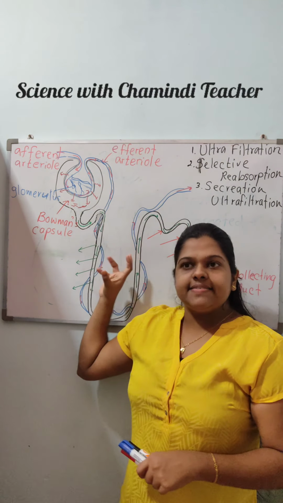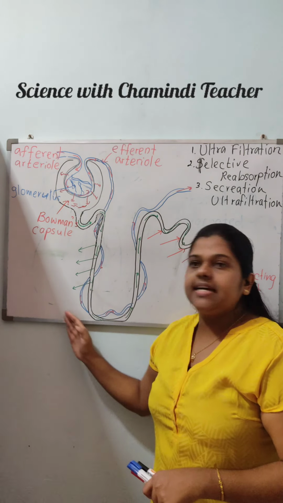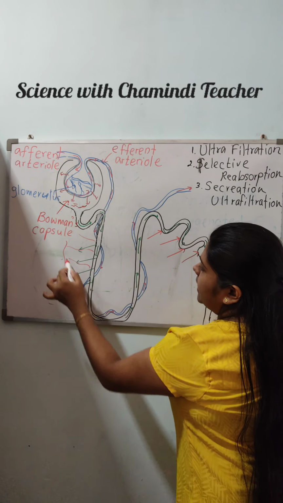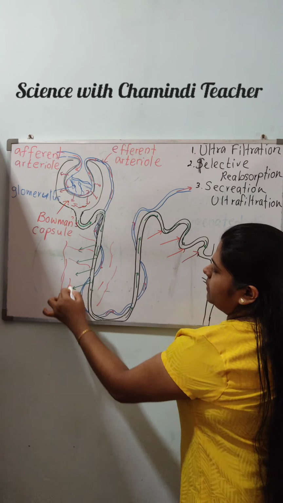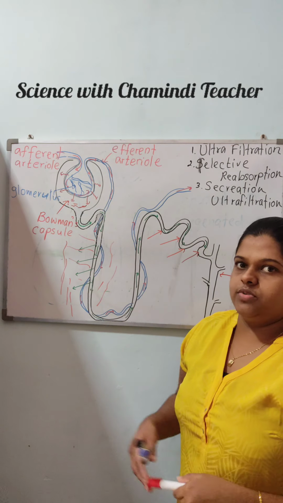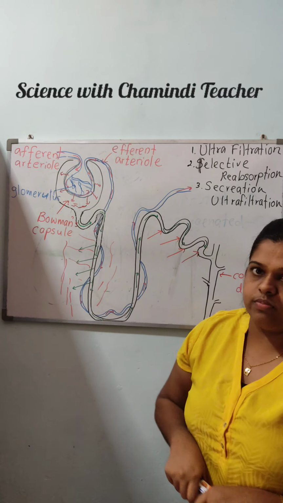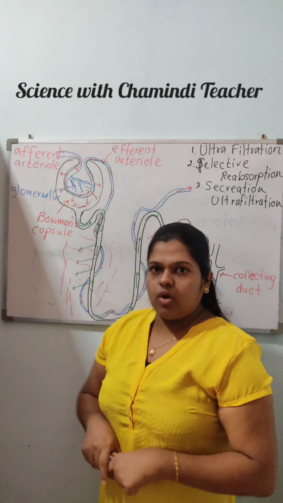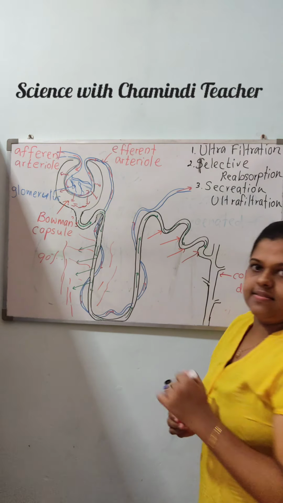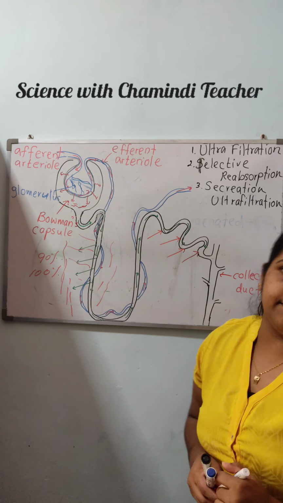As the filtrate flows through these tubules, some of the materials are reabsorbed into the capillaries near the nephron. We know that there are many capillaries around these nephrons. That process, absorption back into the blood, we call selective reabsorption. In selective reabsorption, 90% of water is absorbed back into the blood vessels, and 100% of glucose is also absorbed back into the blood capillaries.